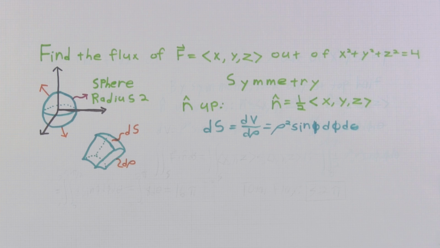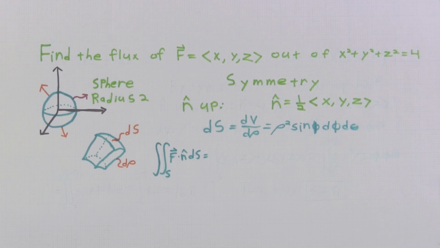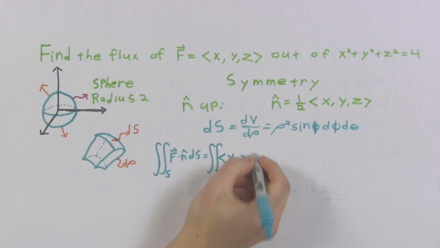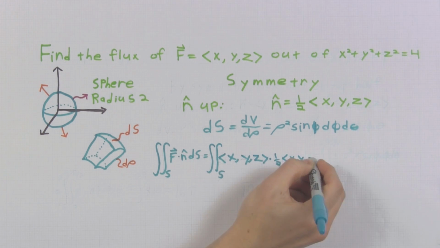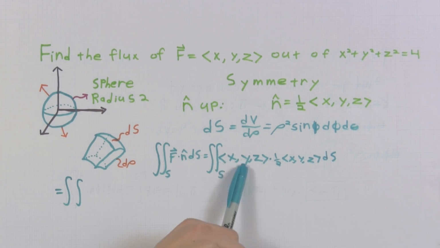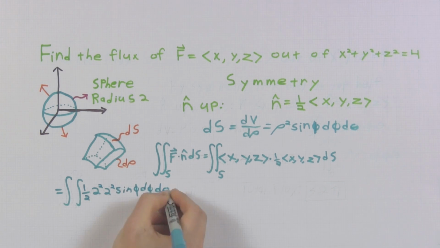Now let's see if we can move forward with actually calculating our surface integral. We have the double integral of F dot n hat ds over the surface. Well, we know that xyz is equal to our vector field, and we found that our normal vector is equal to 1/2 xyz. So if we take the dot product here, we're going to get x squared plus y squared plus z squared. Since we know that we're on the surface of a sphere, this quantity is equal to the radius squared, so 2 squared.